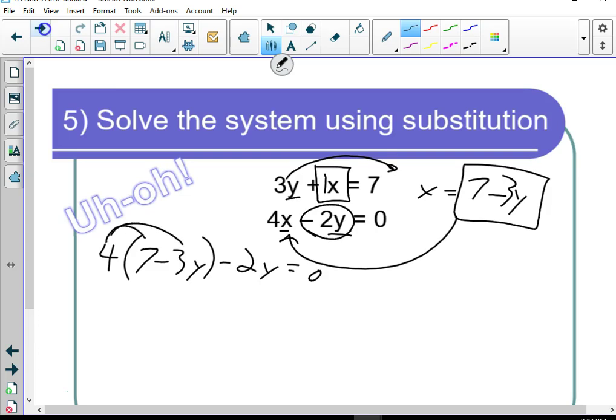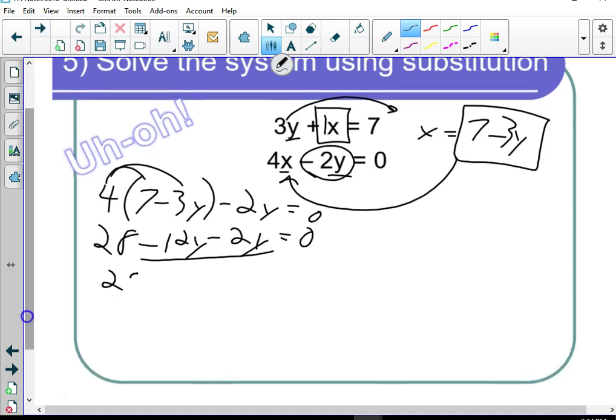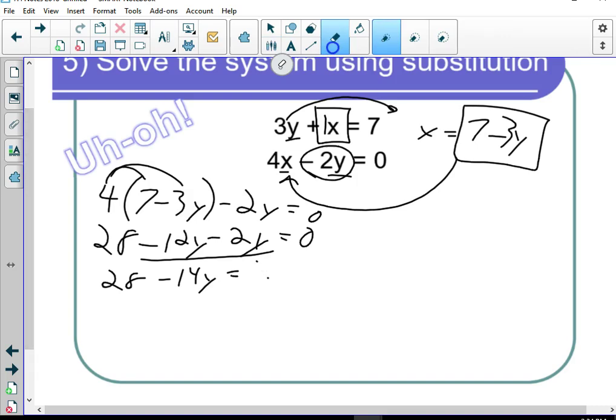I'm going to distribute the 4. 28 minus 12y minus 2y equals 0. Combine like terms. 28 minus 14y equals, sorry, I got ahead of myself, 0.